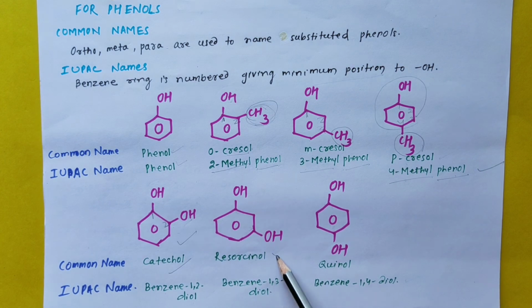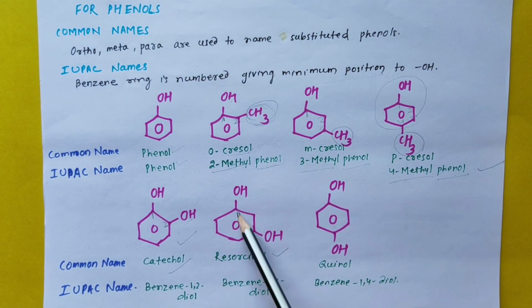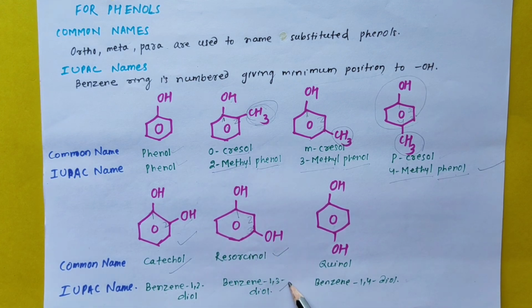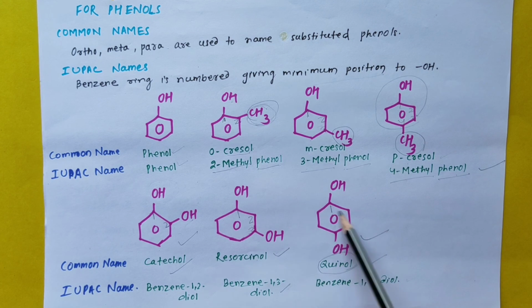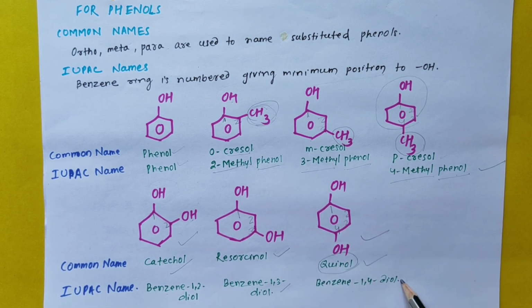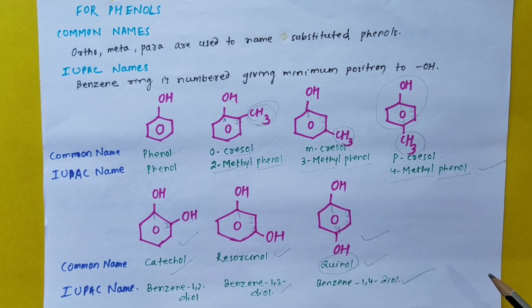What is the name of this compound? Common name is resorcinol and IUPAC name is 1, 2, 3. So benzene-1,3-diol. Then what is the common name of this compound? Remember, it is quinol. Very, very important, it is quinol. Whenever both OH groups are correspondingly at para positions, then the compound is called quinol. And what is the IUPAC name of this compound? 1, 2, 3, 4. So benzene-1,4-diol. This is the IUPAC name.